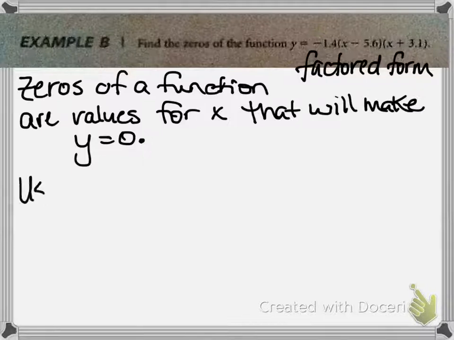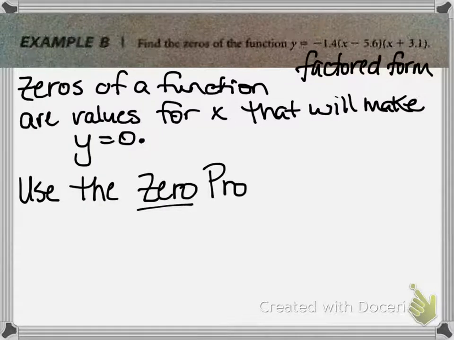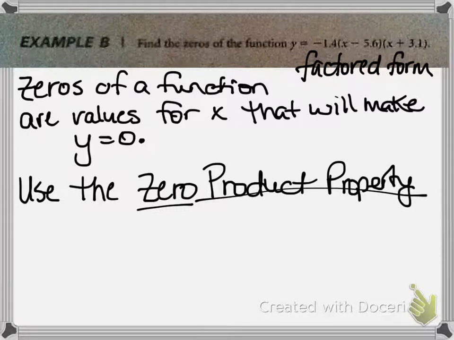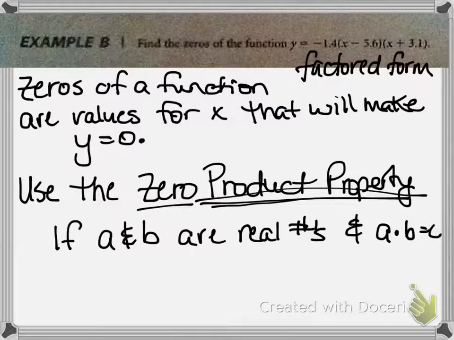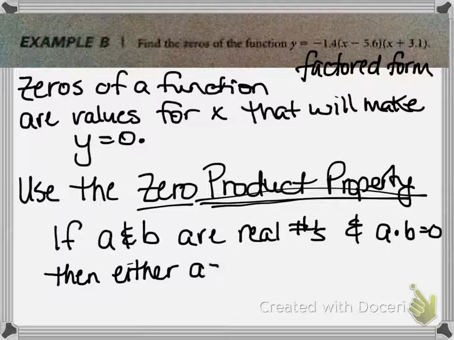You can use the zero product property. Oh, I didn't mean to cross it out, I meant to underline it. So the zero product property says if a and b are real numbers and a times b equals 0, then either a has to equal 0 or b has to equal 0. Okay?